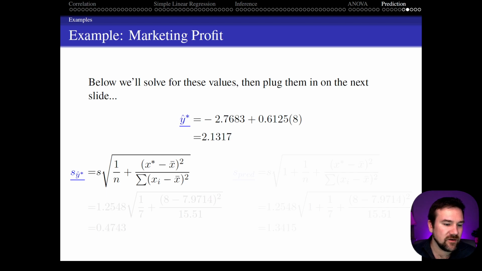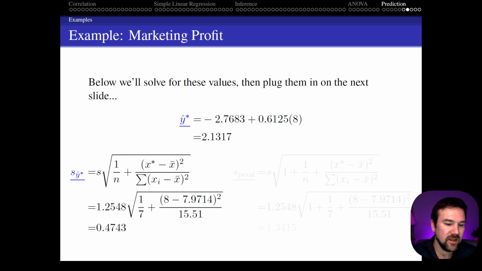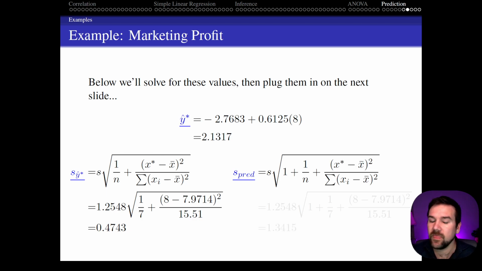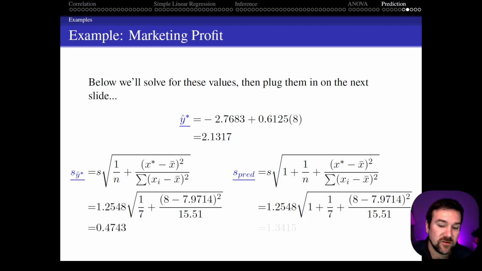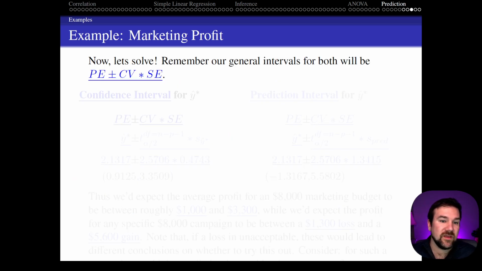On the left-hand side here is my standard error for the confidence interval for prediction, and plugging all my numbers in and solving, I get 0.4743. On the right will be my standard error for the prediction interval. Again, you see these equations are so similar, save for that extra 1 plus in the right-hand side equation. I work this out to get my standard error for prediction to be 1.3415.